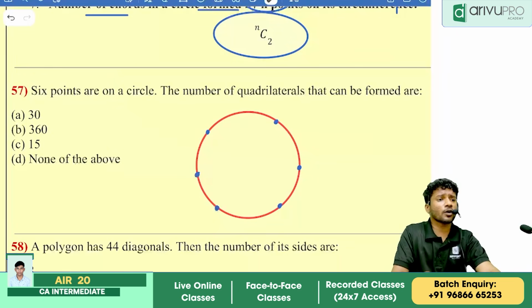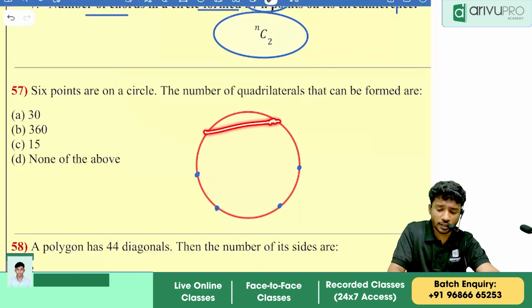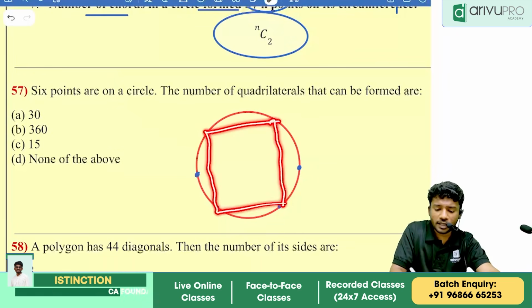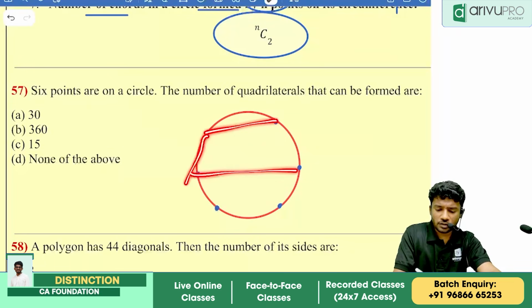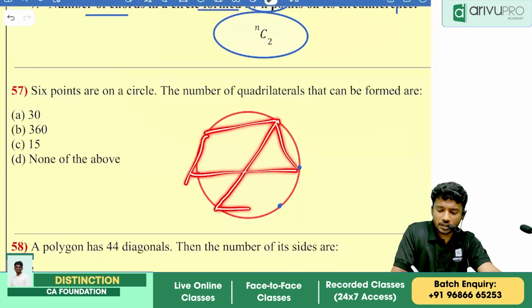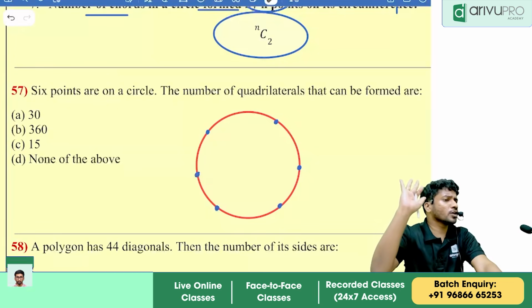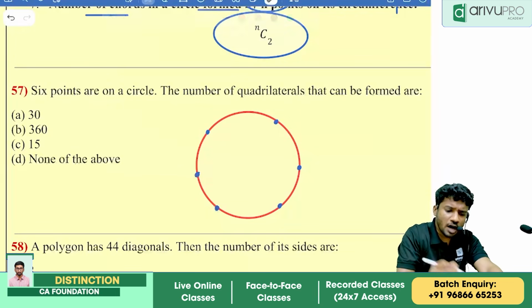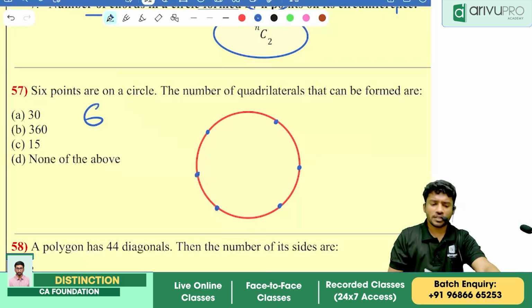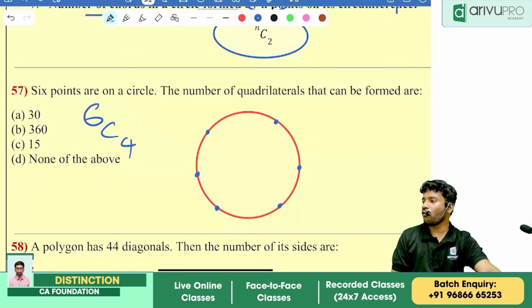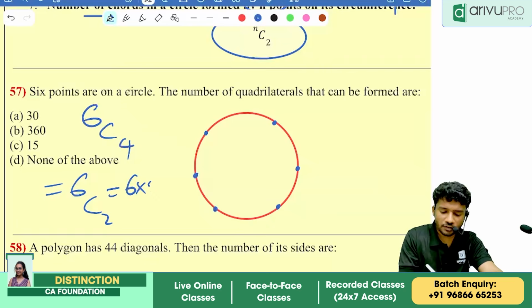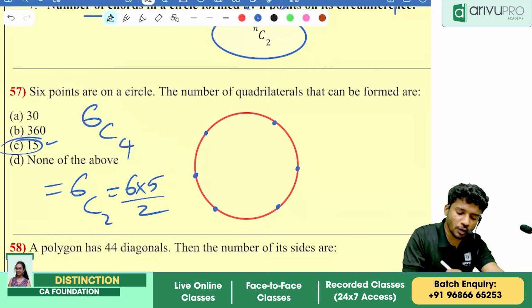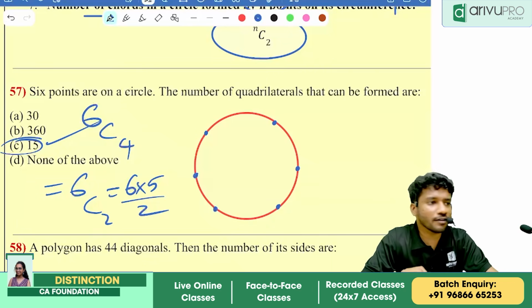How will a quadrilateral form? How many points are required? 4 points are required in order to form a quadrilateral. It can be like this, it can be like this. Whatever way we form it, 4 points are required. How many points are there in total? 6. From that, how many are required? 4. So 6C4 is your answer, which equals 6C2, which is 6 into 5 divided by 2. The answer is 15. That is the way of answering it.